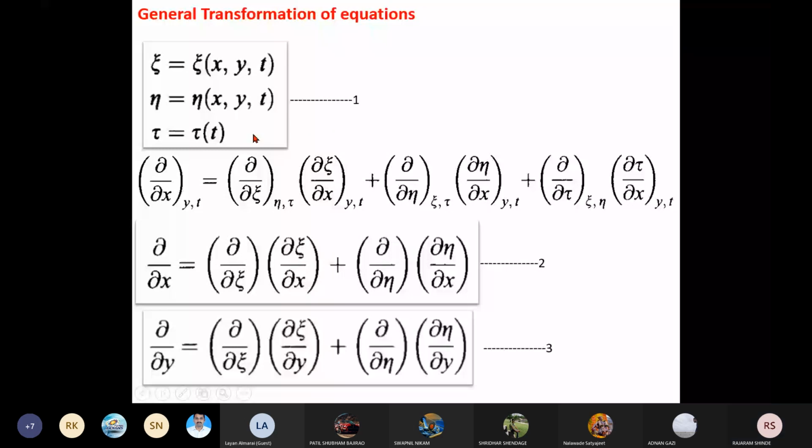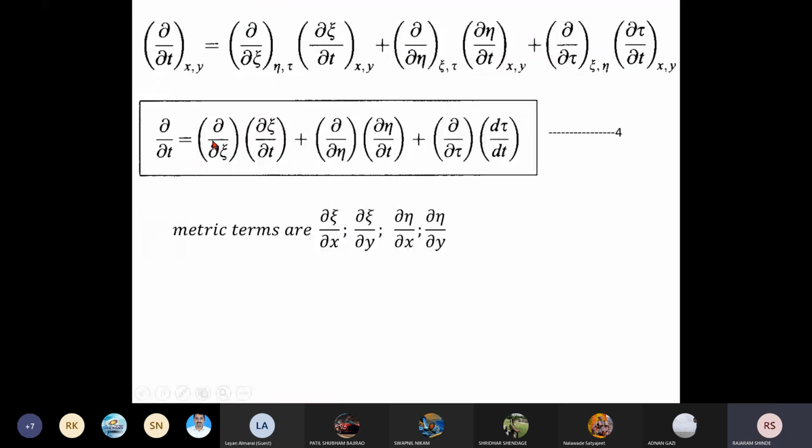Here we can transform the derivative of the flow variable with respect to x. This is the second equation, and this is the third equation, the derivative with respect to y. Now this is the derivative of the flow variable with respect to time. Now, what do we need these equations for?